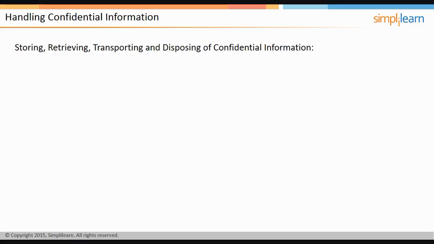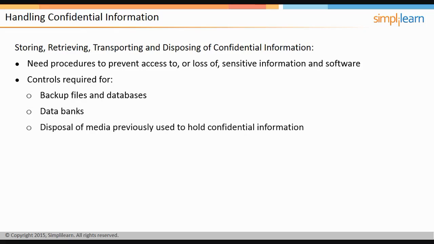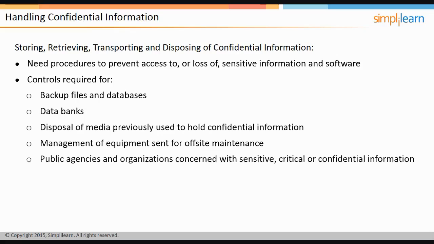Storing, retrieving, transporting, and disposing of confidential information need procedures to prevent access to or loss of sensitive information and software. Further controls are required for backup files and databases, data banks, disposal of media previously used to hold confidential information, management of equipment sent for off-site maintenance, public agencies and organizations concerned with sensitive, critical, or confidential information, e-token electronic keys, and storage records. Let us continue discussing handling confidential information in the next screen.